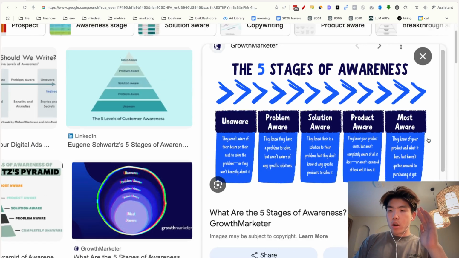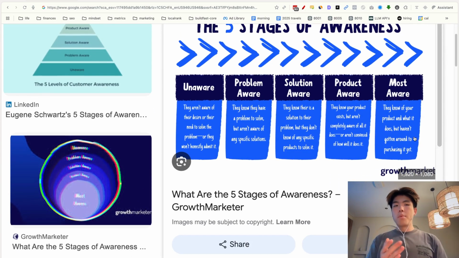So they are aware of their problem. They are aware of the product, and they are ready to buy. This is the most hyper aware, where what they need is just a small nudge. So you can imagine that what we want from our email is to convert someone that is totally unaware of the problem and product to someone that is most aware, and that they are willing to buy our product.